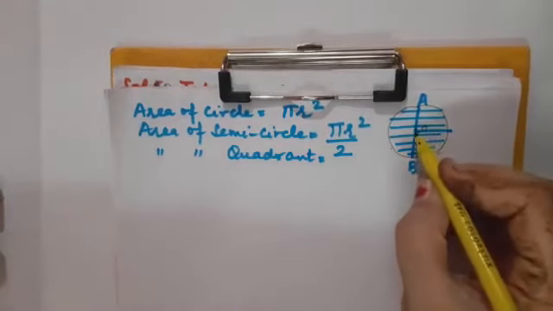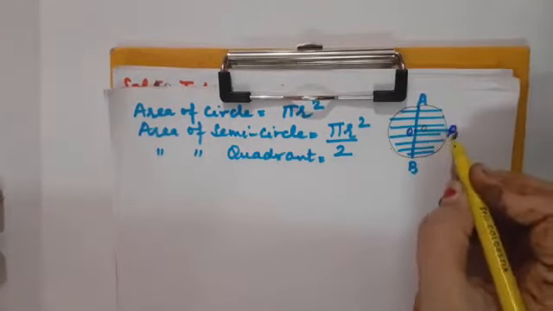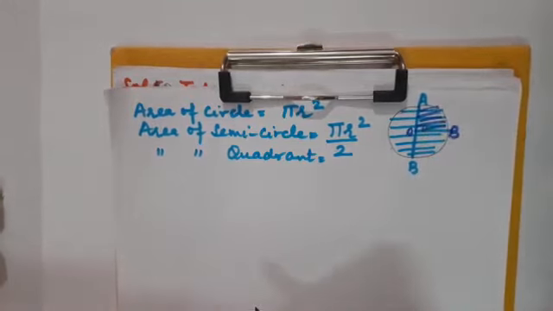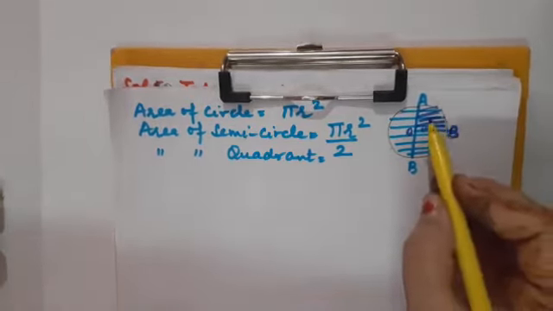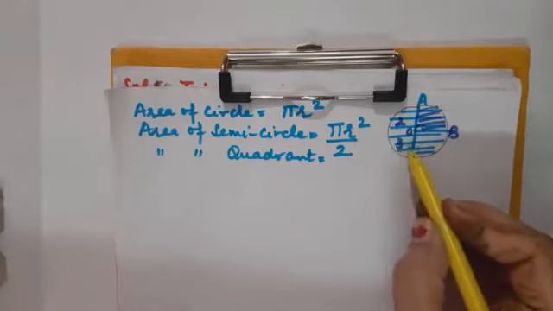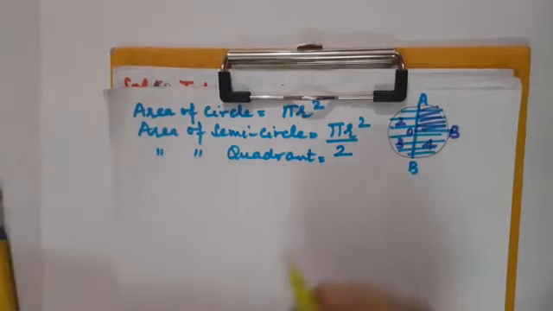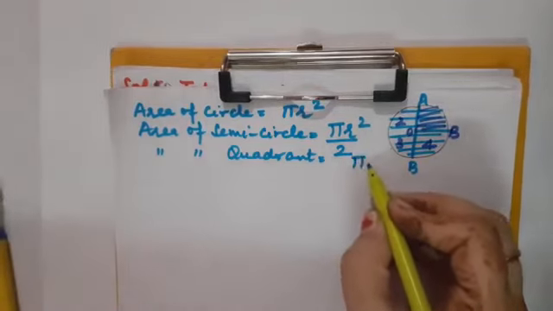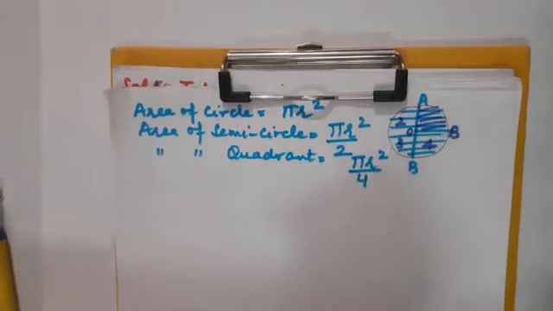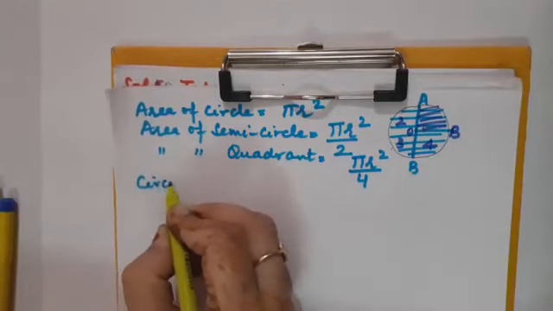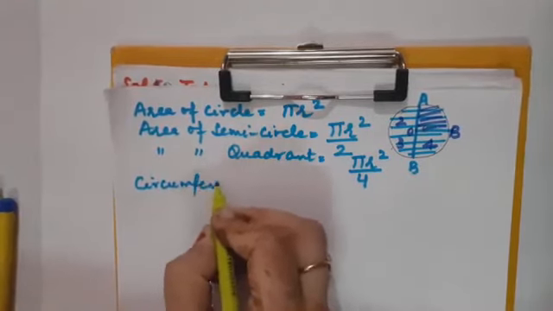So here this is center point O, this is B. So this AOB is known as the quadrant of the circle. Similarly, this is quadrant 1, this is quadrant 2, this is quadrant number 3 and this is quadrant number 4. So when the complete circle is divided into 4 equal parts, how can we calculate its area? It will be pi r square by 4. Clear, children?